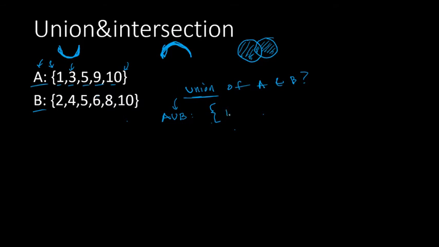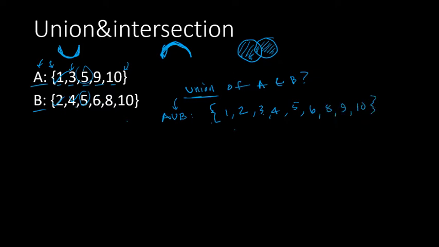So that would be 1, and our standard form is to write the numbers in increasing order. So I'm going to write what I've got: 1, 2, 3, 4. I have 5 written twice. I only need to write it once. It's the same element in this case. 6, 8, 9, and 10.